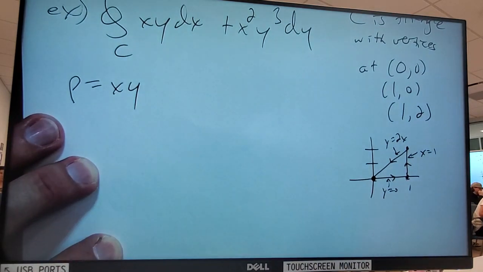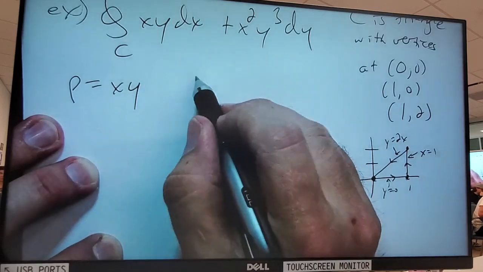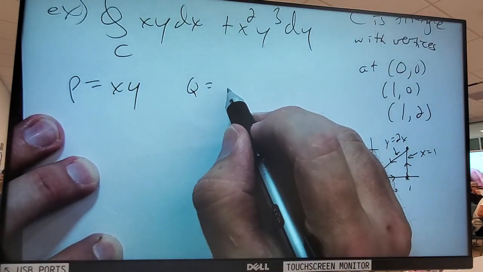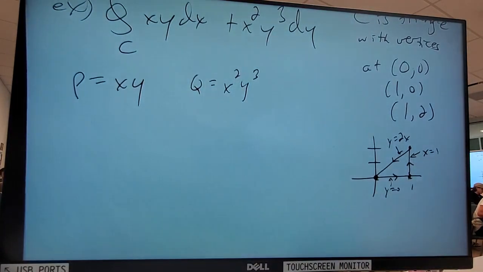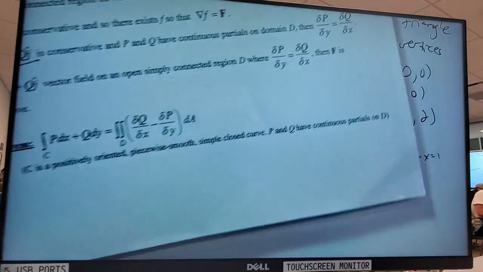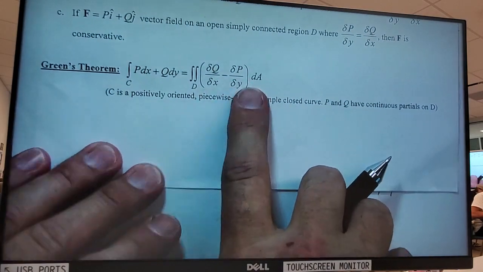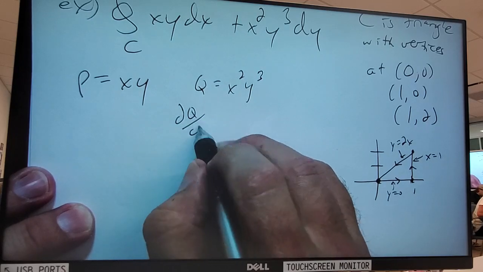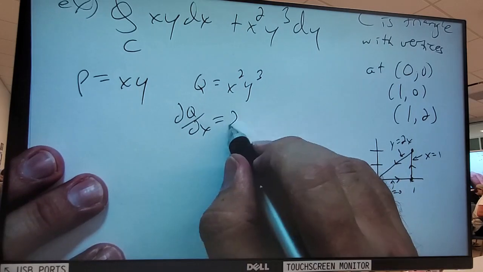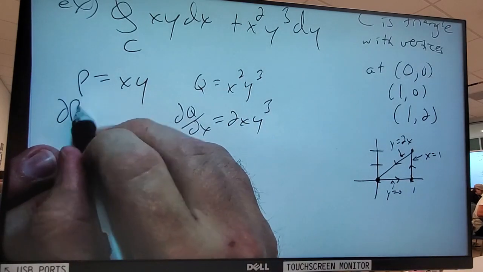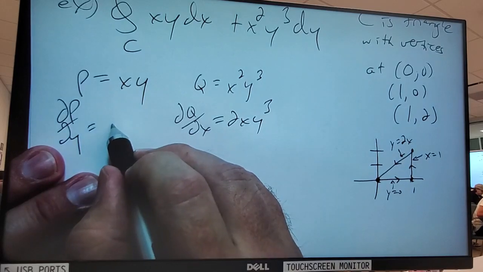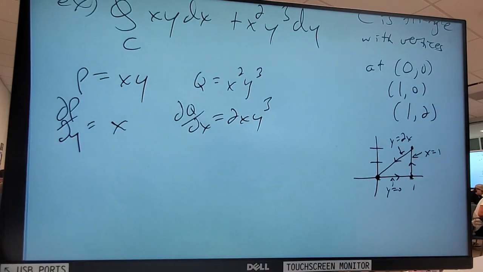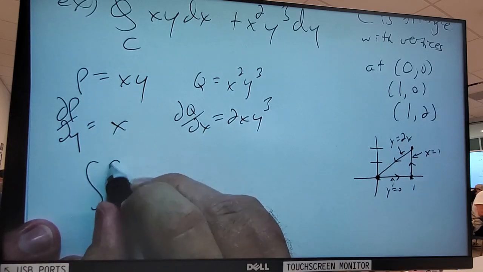XY. And what's Q? X squared y cubed. And what does Green's theorem need me to figure out in order to set up the double integral? Partials. Okay, good. So I need dQ/dx, 2xy cubed, and I need dP/dy. What's that? X. Great. And then I can set up my double integral.